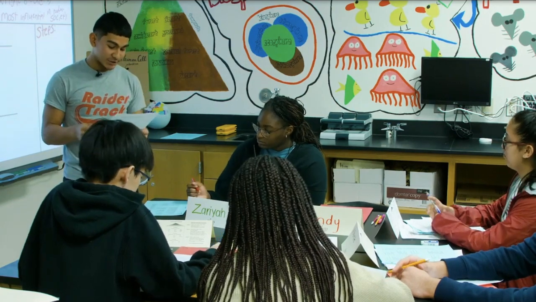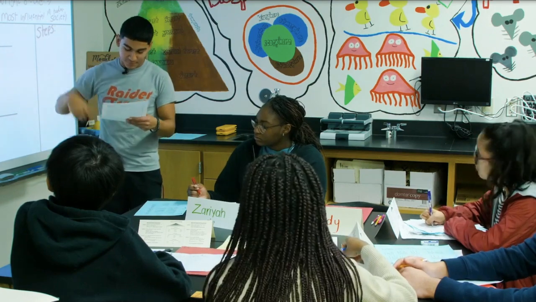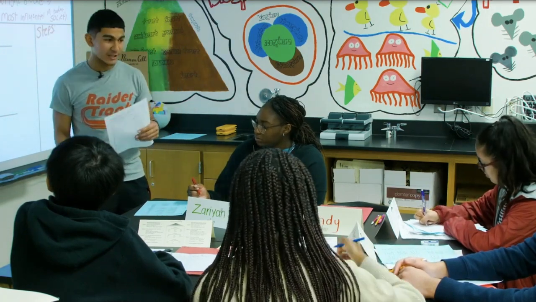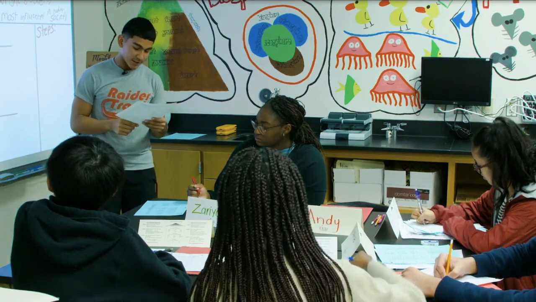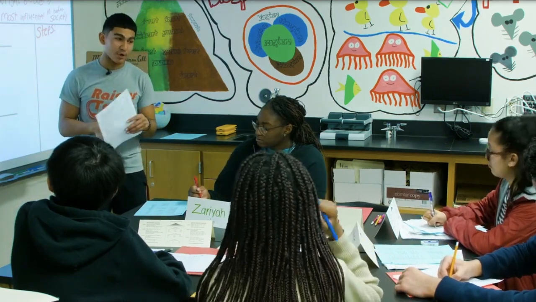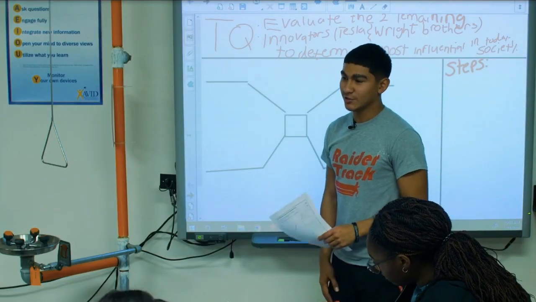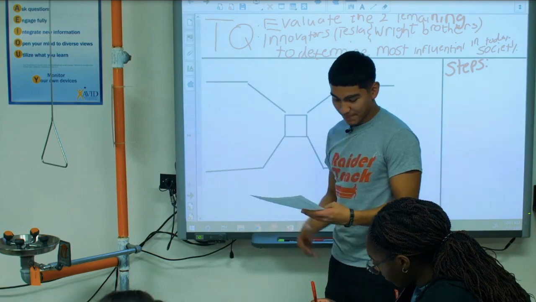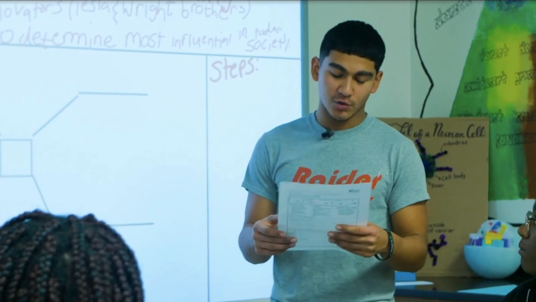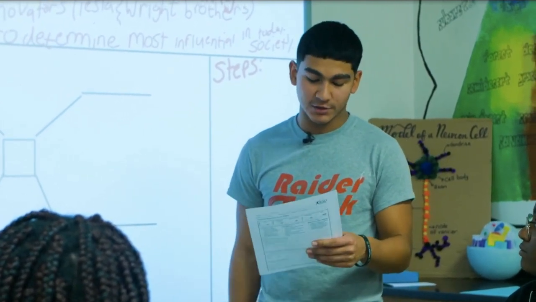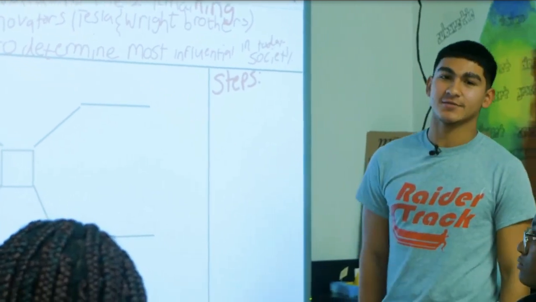What I know about my question, first of all, I got Tesla and Wright brothers. Tesla made most electrical systems, and the Wright brothers made the first working planes. And then I had 2 others, J.P. Morgan and James Watt. But I eliminated those when I assessed my work. And then my tutorial question, a TQ, was to evaluate the 2 remaining innovators, Tesla and the Wright brothers, to determine the most influential in today's society.